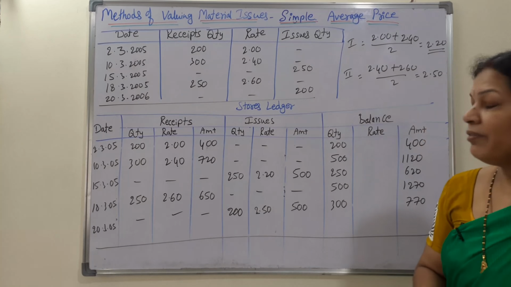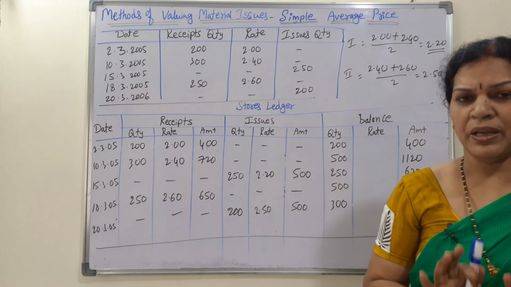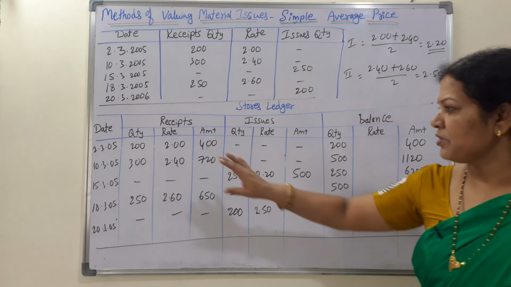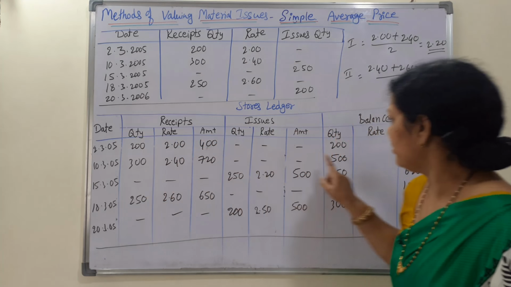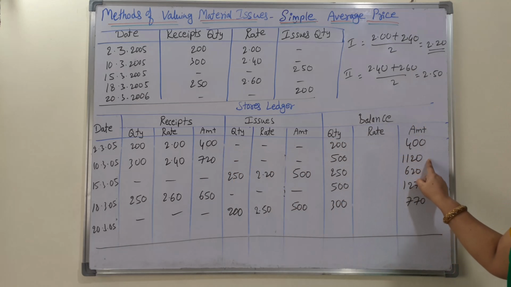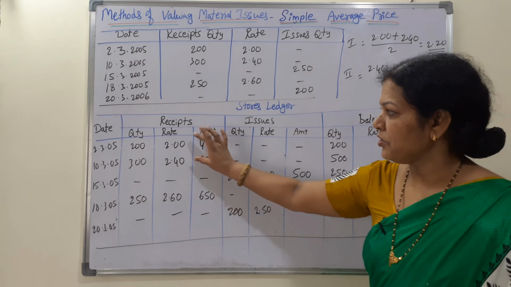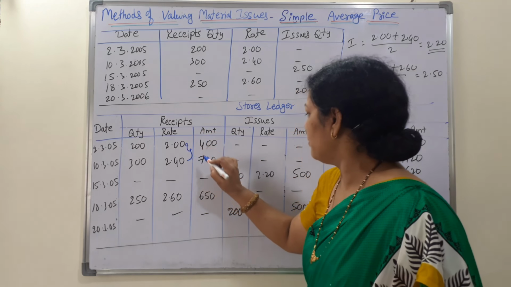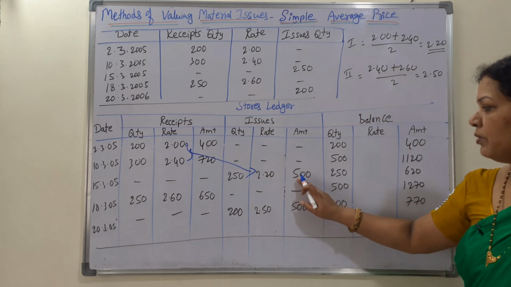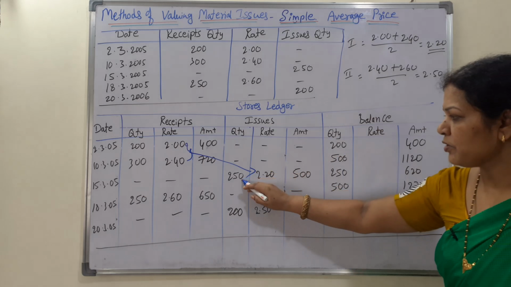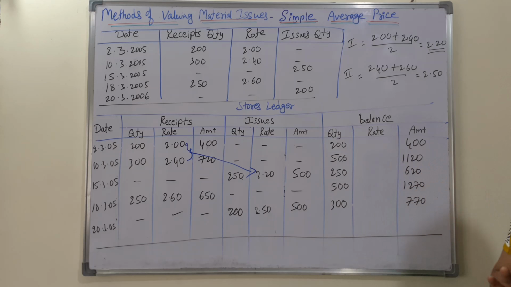You need to be very careful, only when you are issuing material does the price calculation matter. Let me give you a recap. Five entries are given, simple average. The first two are simply purchases, written in the receipt and also in the balance. On the second date also we purchased, so it is added: 200 plus 300, 500, and 400 plus 720, 1120. Now on 15th we have an issue of 250. For this, the average of these two is taken, 2 rupees 20 paisa. 250 into 2.20 is 550. Issue means 500 minus 250, 250, and 1120 minus 550, 570.